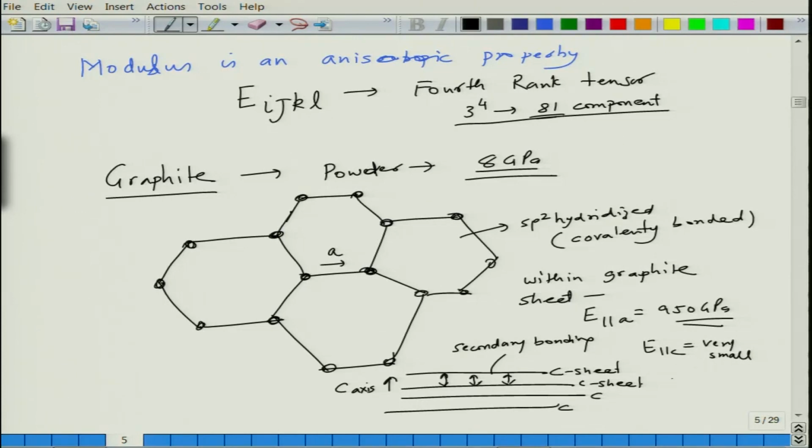So, E average turns out to be about 8 GPa for graphite, and this is mainly due to secondary bonding which is perpendicular to the graphite layers, and that is the reason why graphite acts well as a lubricant as well, because of lower strength between the layers, and they slide against each other very well.